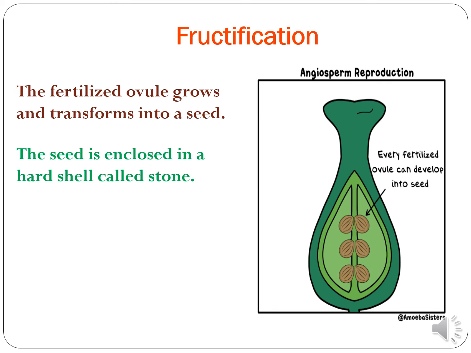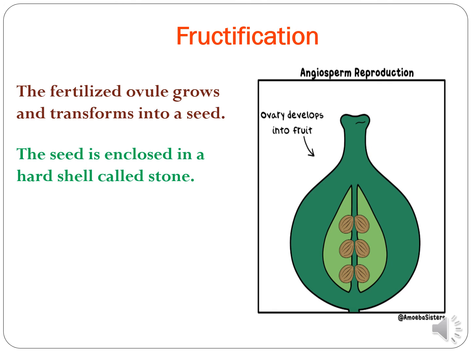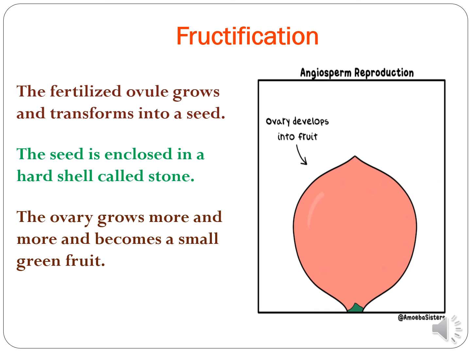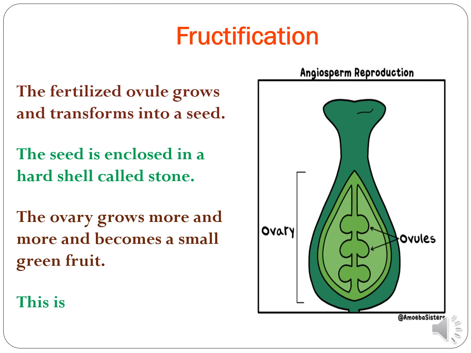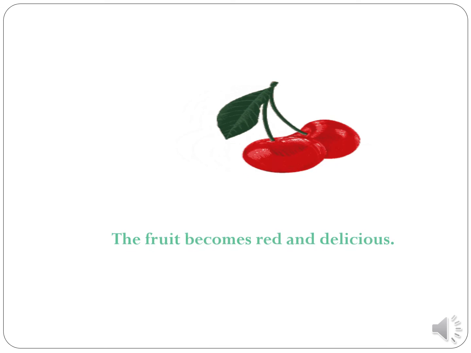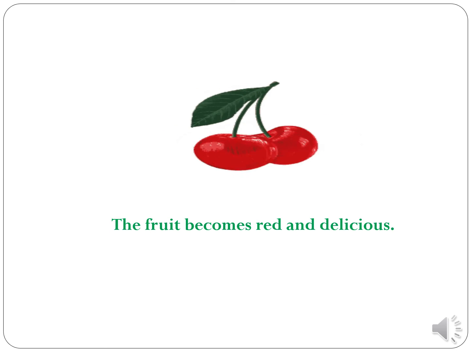The seed is enclosed in a hard shell called stone. The ovary grows more and more and becomes a fruit. This is fructification. At last, the fruit becomes red and delicious.